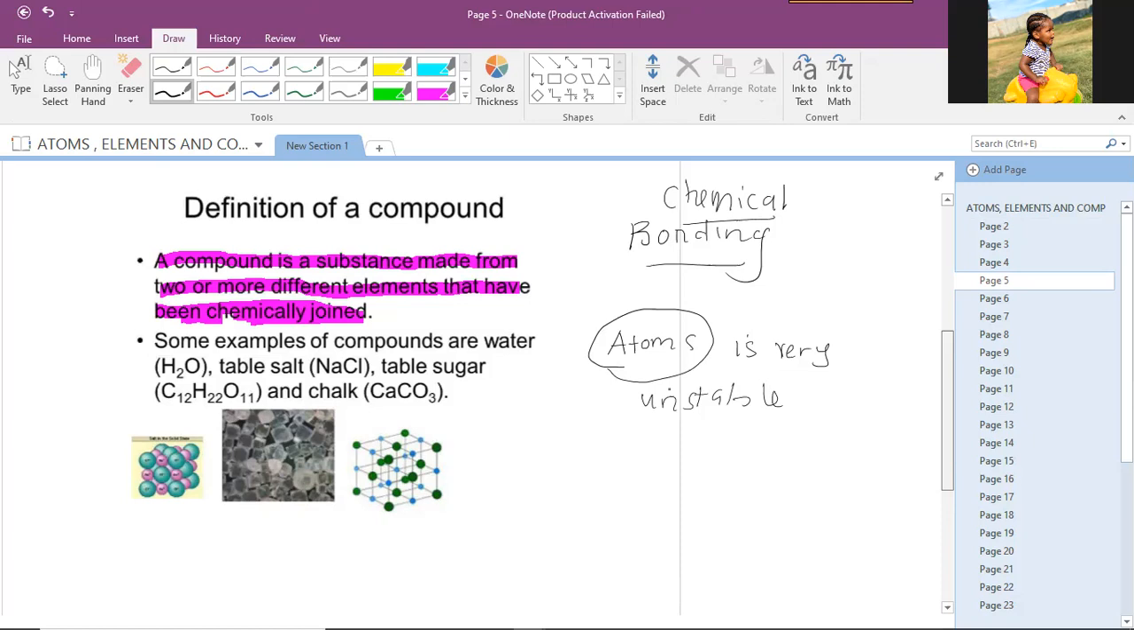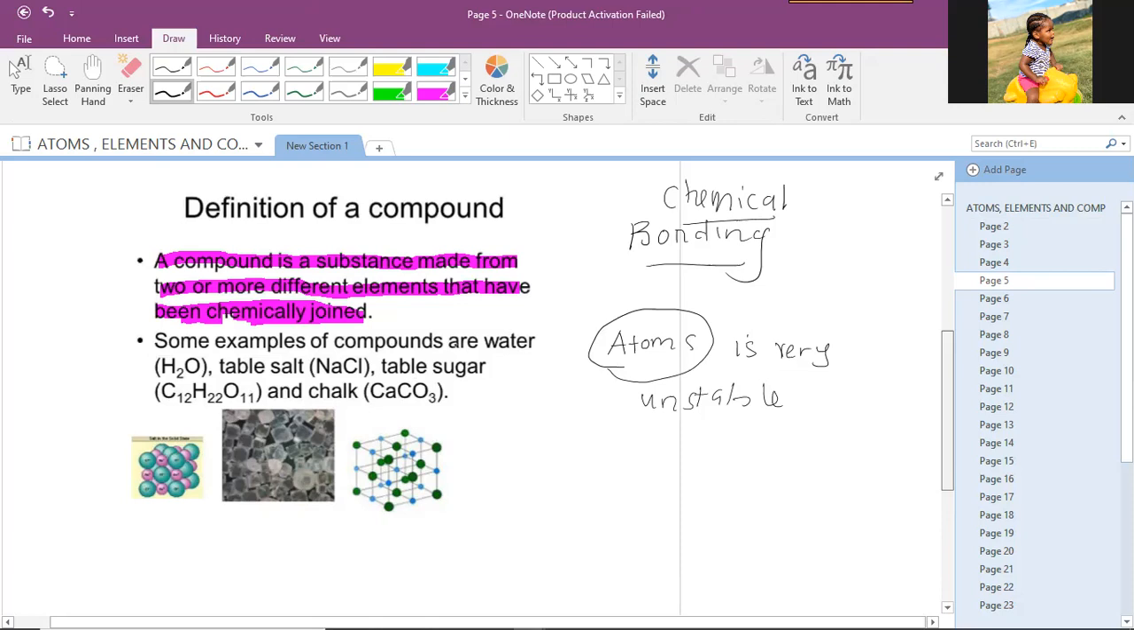Because they're unstable, they'll be like, what do I do? I'm so excited. I'm so unstable. What can I do for me to be a little bit more stable? I'm going to find another element and I'm going to form a bond so that I can be much more stable. So that's what happens in terms of forming chemical bonds. Why do atoms form chemical bonds? Why are you learning atomic structure and chemical bonding?